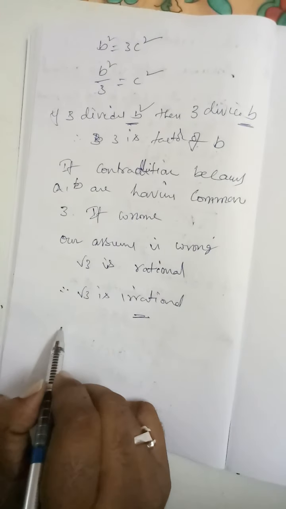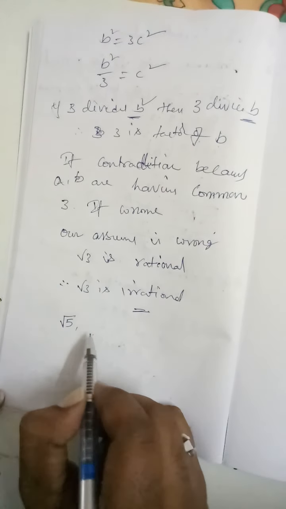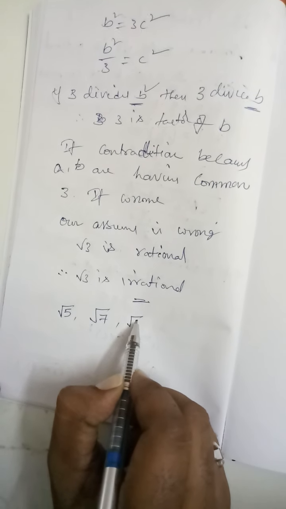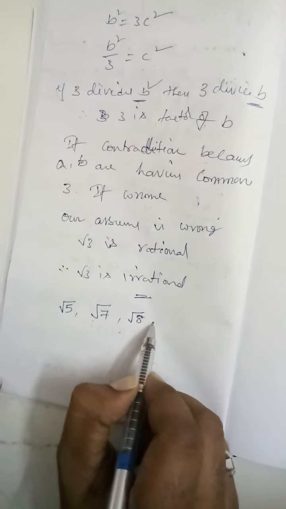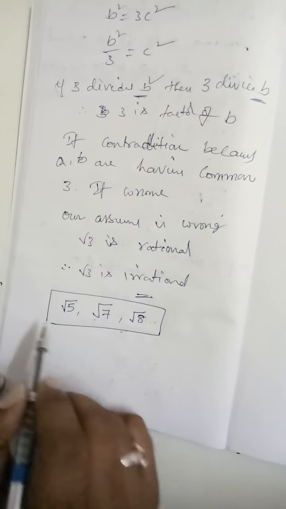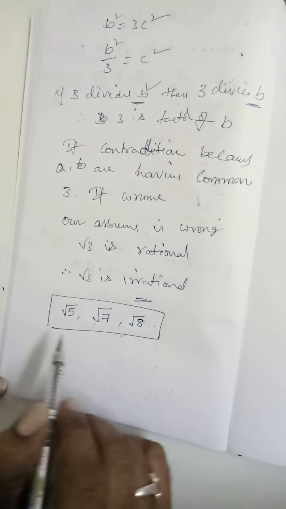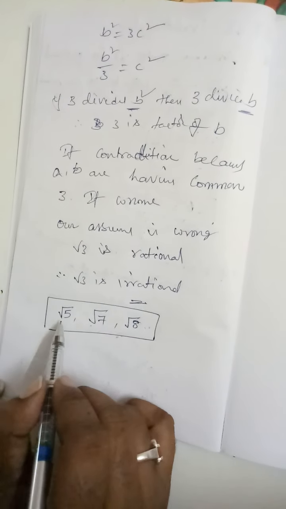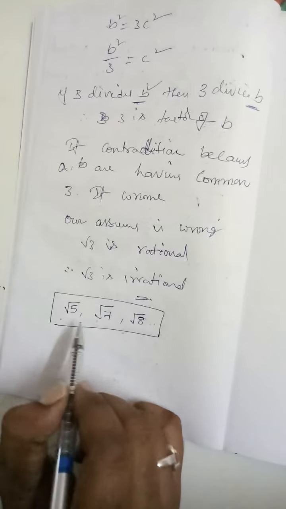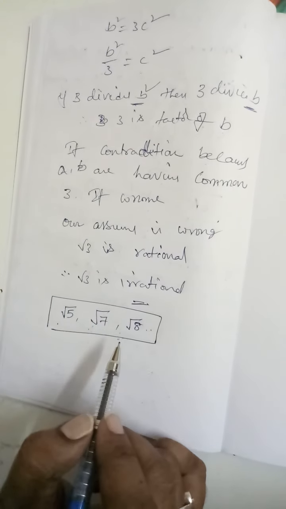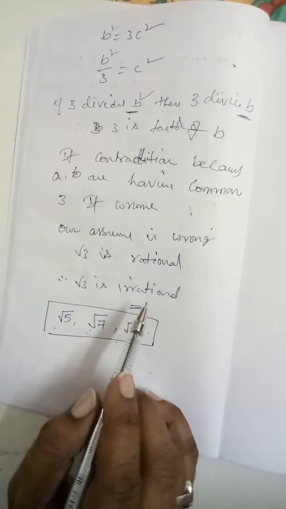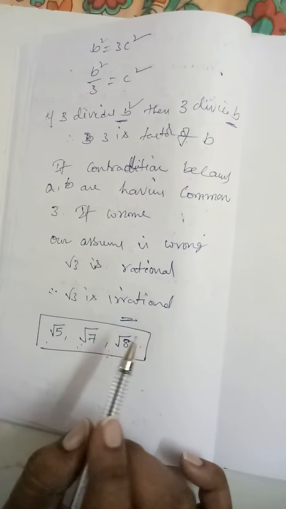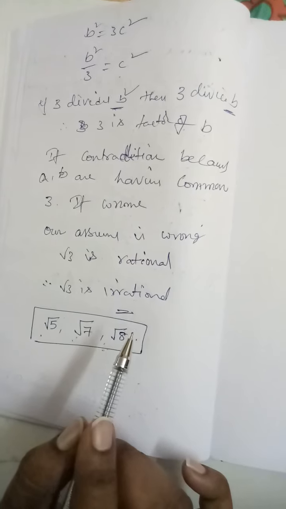Okay, so you also try to do root 5 and root 7 and root 8. These are also irrational numbers. As it is the same process, you should follow this and you will get root 5, root 7, root 8. So definitely you can say that those numbers are also irrational. I'm going to the third example, one more example and a very small one.